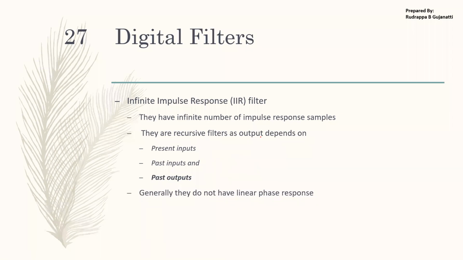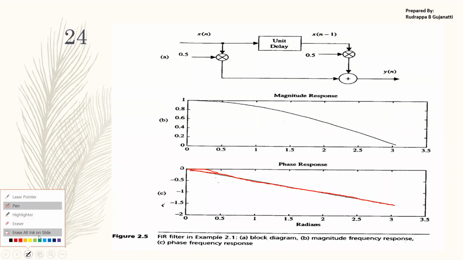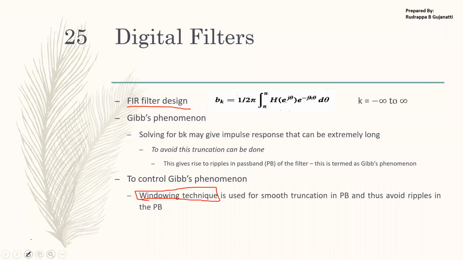Now we had seen that in FIR filters we had linear phase response, but IIR filters do not have linear phase response. When we just see the equation, we can make it out. If I go back here, you can see that the phase response is a straight line over here. It's a straight line, which is linear in nature. Depending on the design, how it goes ahead, it will be changed.